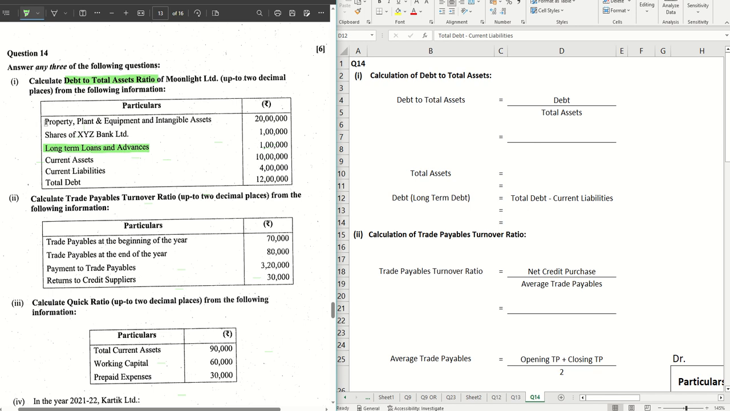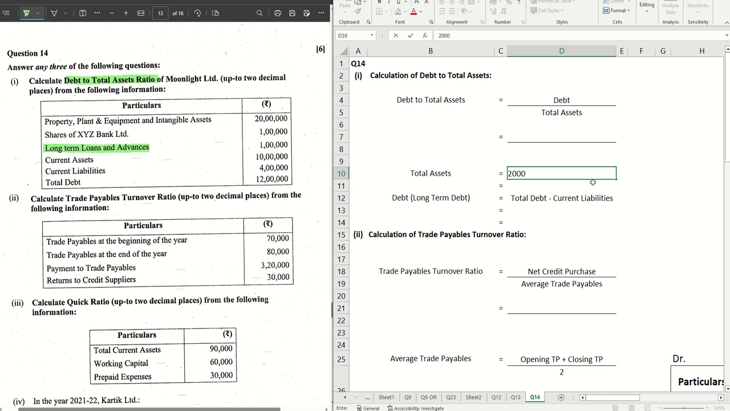All right. So in terms of total assets, what all items have we got? We have got property, plant, and equipment and intangible assets, which is 20 lakhs. Then we have got the long-term loans and advances, which are 1 lakh, and then we have got our current assets, which are 10 lakhs. So how much do we get? 20 lakhs plus 10 lakhs plus 1 lakh, which is 31 lakhs. All right, that is our total assets.